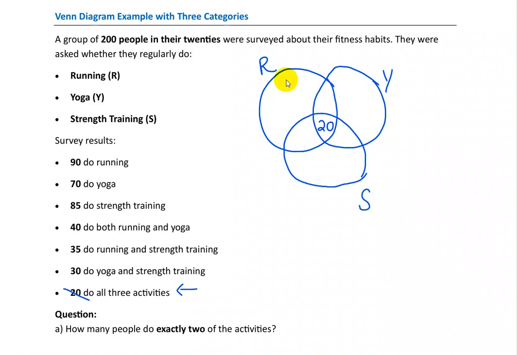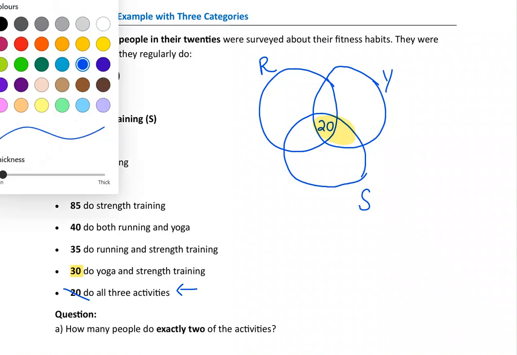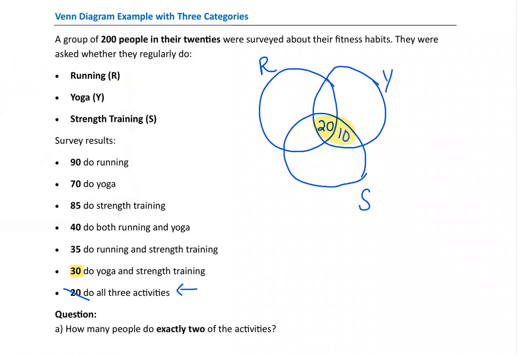Now I know 30 do yoga and strength train. So I think I can use my highlighter here. 30 do yoga and strength train. So 30 go in this bubble here. So I want to put the remaining 10 here. So total there's 30 in that yoga and strength train.